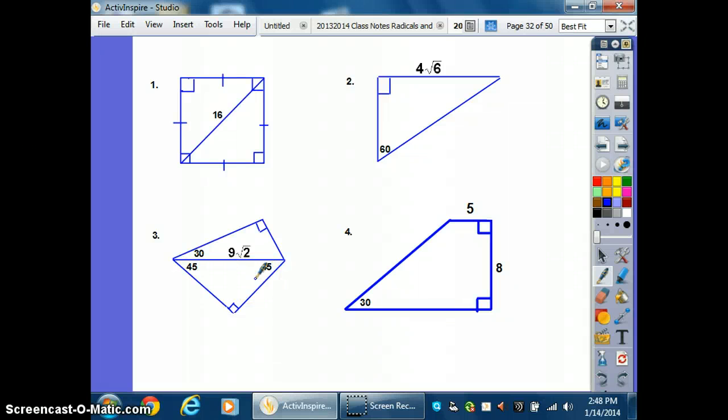Hi, this is Mrs. Secor, and let's work with those special right triangles. If you could find this page in your notebook, tonight's homework's going to be like this.